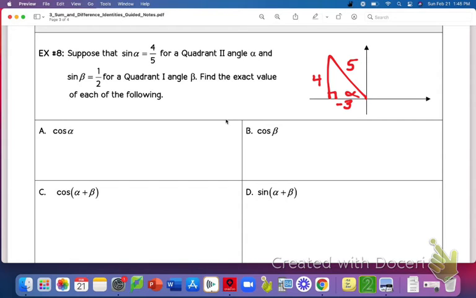And then we're putting beta in quadrant 1. Here's my beta. And we're at 1/2, so 1 over 2, which puts that adjacent leg at root 3, using your Pythagorean theorem. Okay, so now, cosine of alpha. Well, we already have it set up. Cosine is adjacent over hypotenuse, so negative 3/5.